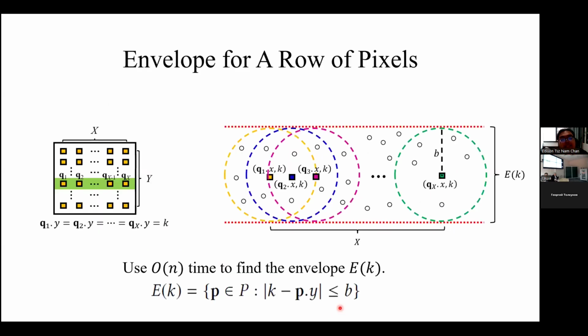So now we have this core idea, right? Let me consider the details. Let's consider a row of pixels. That means the Y coordinate is exactly the same for all those pixels in a row. You can see that those range query sets are covered by this envelope, and this envelope can be defined in this way. You can use O(N) to find this envelope because you just scan all those data points and check whether the k minus p.y, the Y coordinate difference, is within this bandwidth B. That means this is B and this is B, and this includes all those data points here, right?